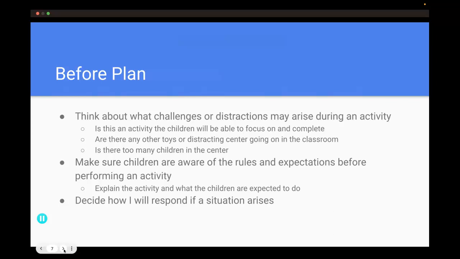Make sure children are aware of the rules and expectations before performing an activity. I usually go over the activity and what the children are expected to do before I actually send them off to go and do it. And I also decide how I will respond if a situation does arise.